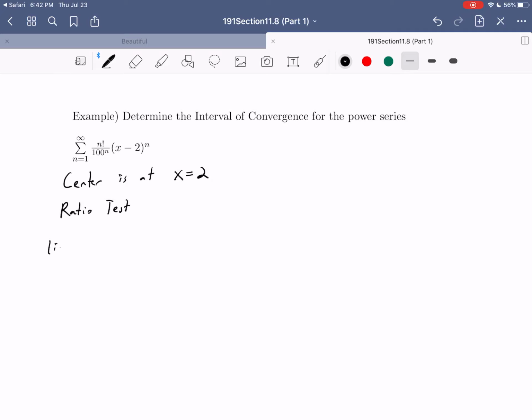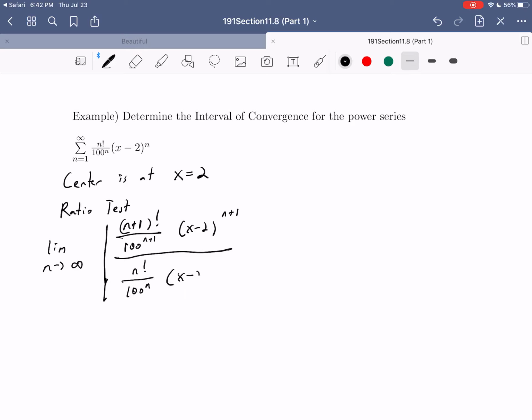So for ratio test, we're going to look at the limit as n goes to infinity, put this thing in absolute value, plug in n plus 1, so it would be n plus 1 factorial over 100 to the n plus 1, x minus 2 to the n plus 1, divided by, now we're going to plug in n, so n factorial, divided by 100 to the n, and x minus 2 to the n.